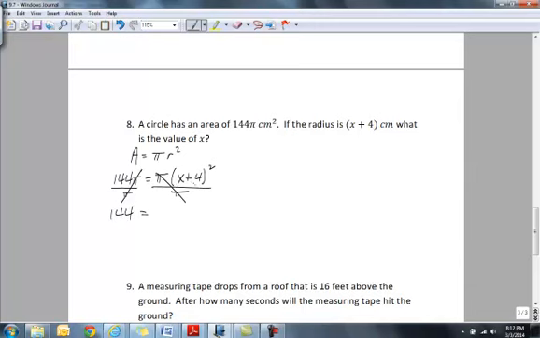Okay, now on the right side, x plus 4, a binomial squared. We're going to expand, then FOIL. So it's going to be 144 equals x squared plus 8x plus 16. And then I need to subtract 144 from both sides because I want to get everything on one side equals 0. So it's going to be x squared plus 8x minus 128 when I subtract the 144 from both sides.